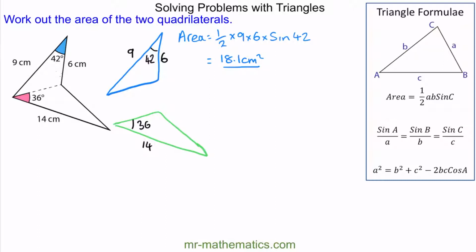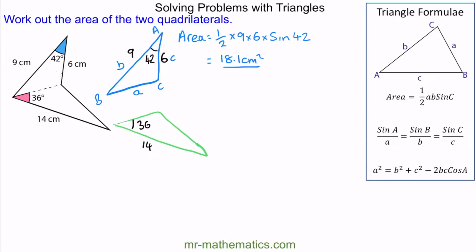Now for our green triangle, we can't use the area rule just yet because we need to know this length here. But we also know that this length is the same as this length in our blue triangle. So we can use the cosine rule to work out this length, which we'll call a. And because this is lowercase a, we'll mark this with the capital A. And we'll mark the other two vertices and lengths here.